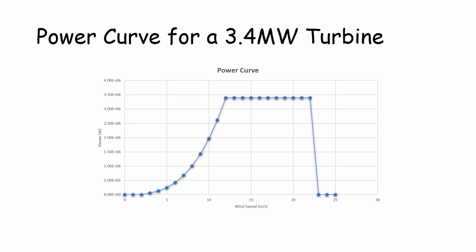This is the power curve of a generic 3.4 megawatt turbine. The rated wind speed of 12 meters per second and maximum tip speed of 72 meters per second was borrowed from the Senvion 3.2M115, leading to a power coefficient of 0.29, which is about right for this size of turbine.